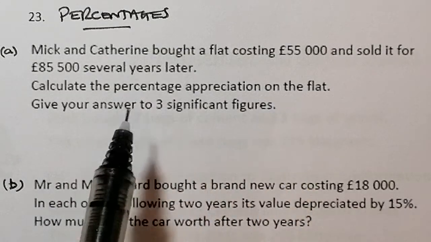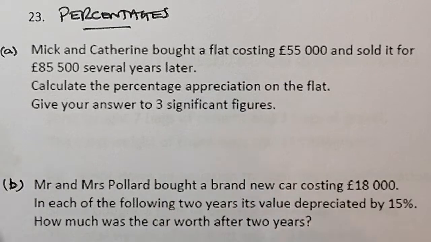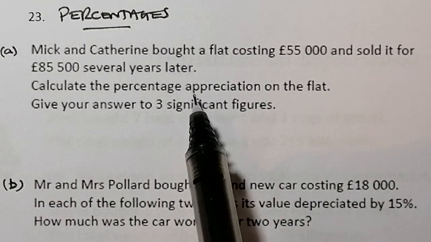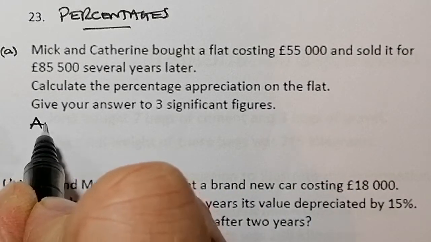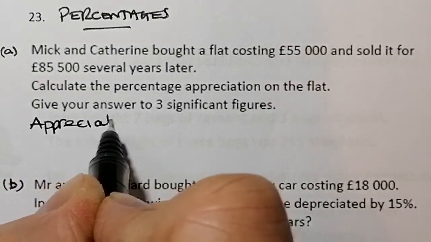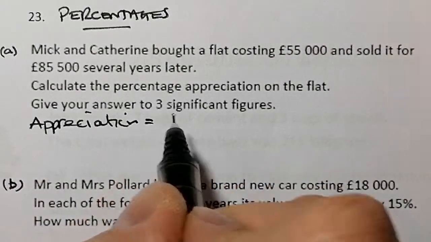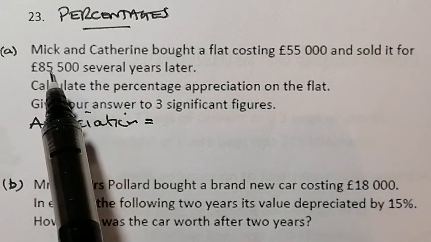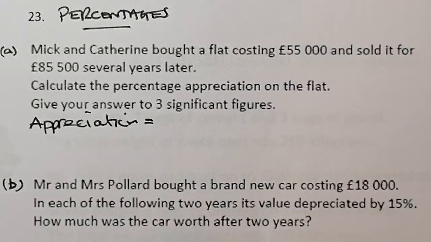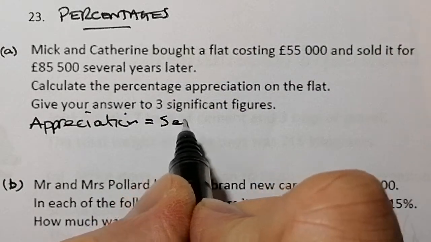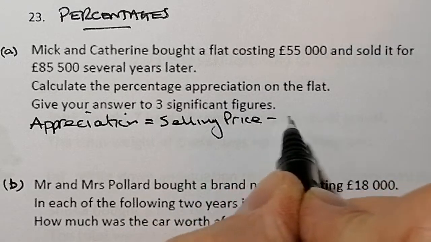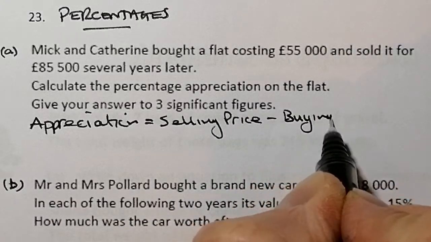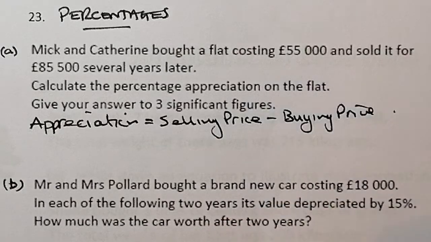So if we're going to try and do that, what we need to do is find out the amount that they actually made on the flat, or the appreciation, and that's the amount of pounds that they're going to make. So first thing I'm going to work out is the appreciation. The appreciation is going to be what they sold it for, their selling price, and we'll take away the buying price, what they bought it for before.